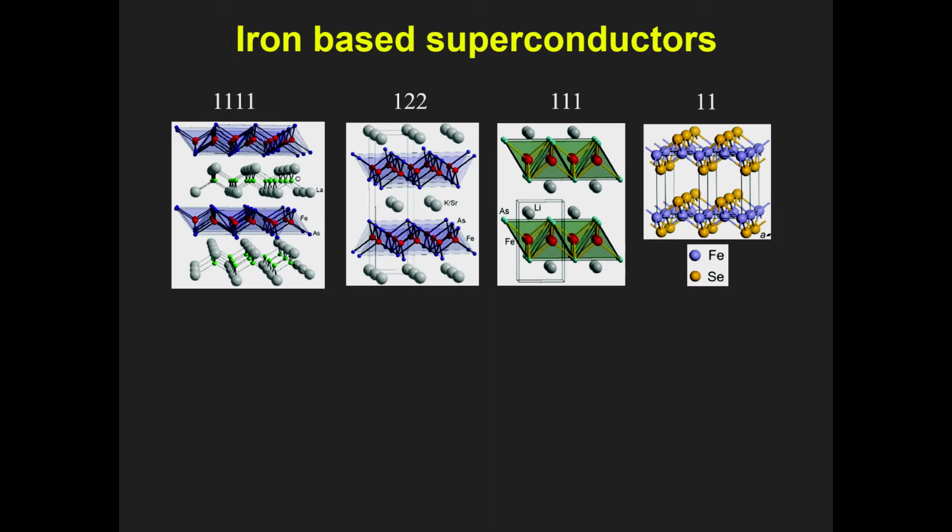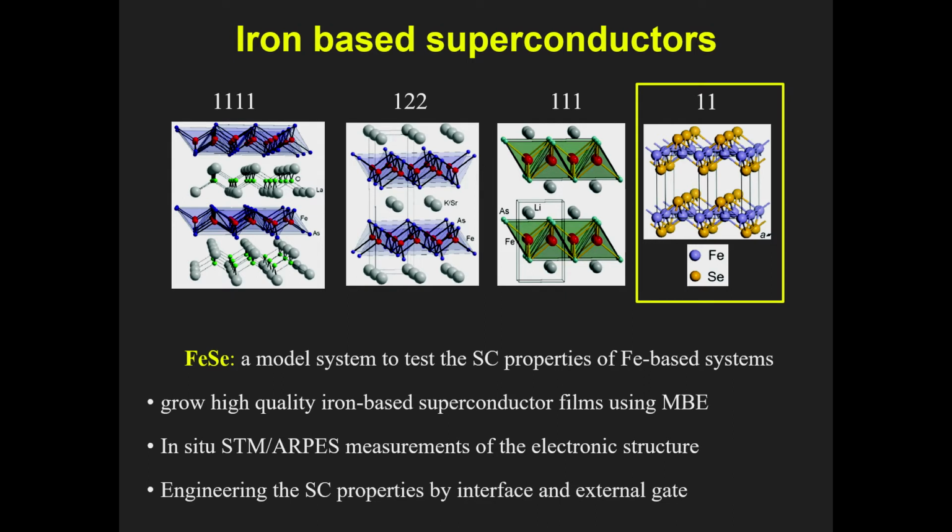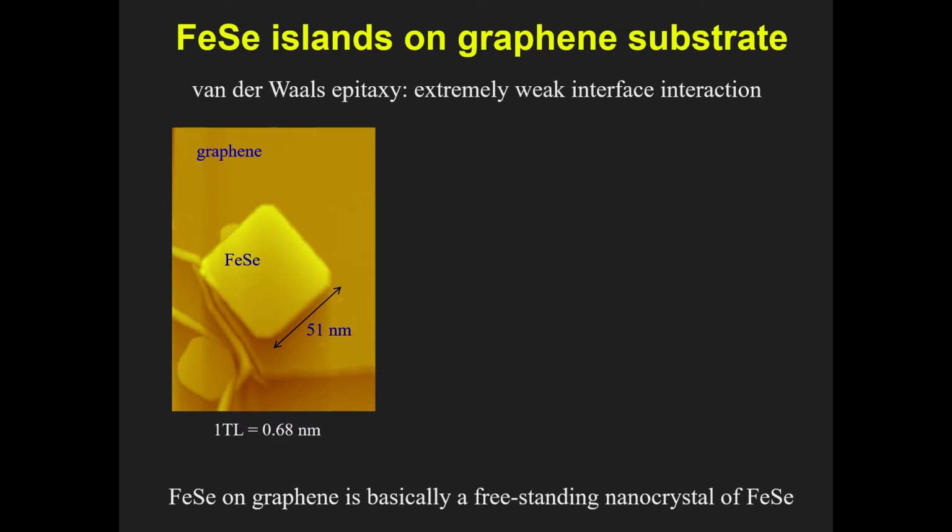So when Qi-Kun's group saw this, they said, well, we must be able to grow this by using MBE and study its property by in situ ARPES and STM. So they chose this as a model system because it's so simple to test the mechanism for pairing in iron selenide. And this is their first trial.